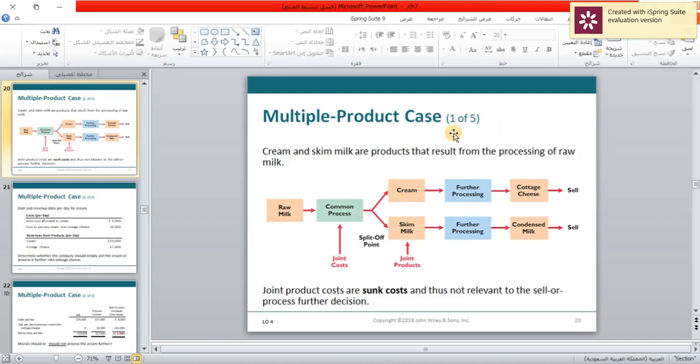In incremental analysis, from this case, the decision is to sell cream in this stage or to sell the skim milk in this stage. It's better for this company to sell the cream product here at this point, and the other product to process further, and sell it as condensed milk.